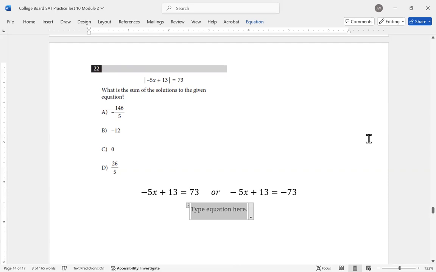Absolute value makes negative things positive. So if the thing inside here was a negative 73, the absolute value would be positive 73. If the thing inside here was a 73, the absolute value of that would be a positive 73 as well. So let's solve both of these. In this first equation, we'd subtract 13 from both sides. We'd get negative 5x is equal to 60. In the second equation, when you subtract 13 from both sides, you get negative 5x is equal to negative 86.